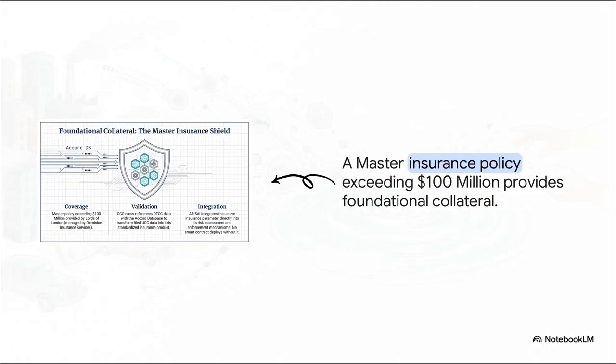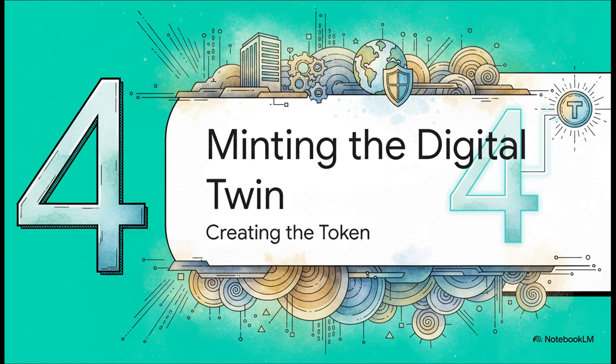Because crossing that threshold does way more than just turn on some software features. The real significance is that it connects the account to a $100 million master insurance shield. That's huge. This isn't just a bonus. It provides the actual foundational security and collateral that makes the rest of this whole process even possible. It's the backstop.